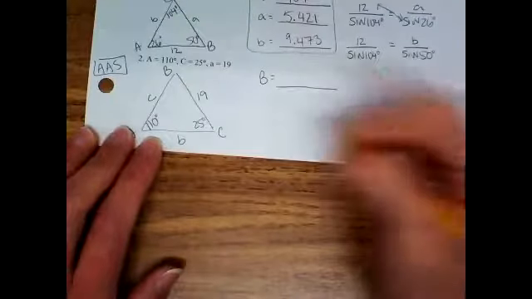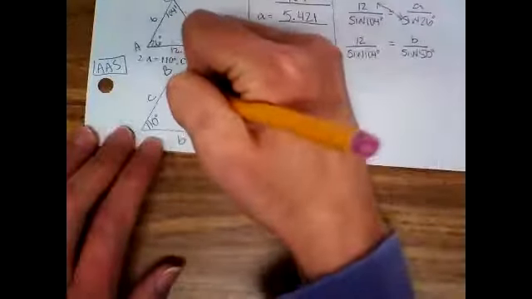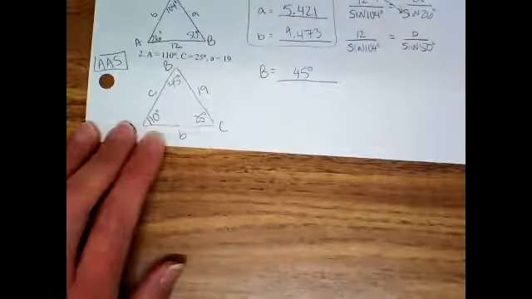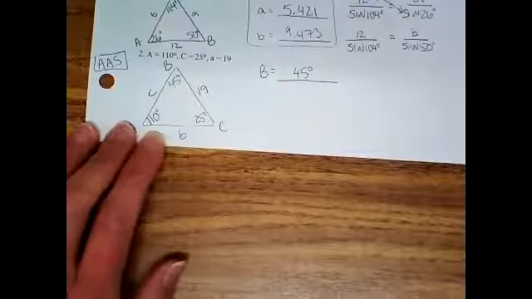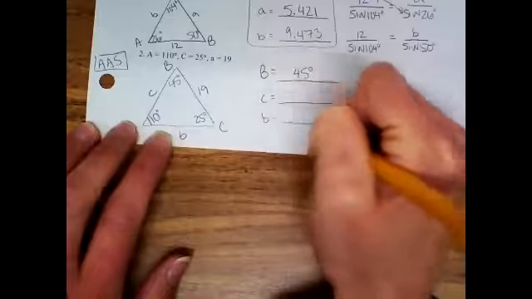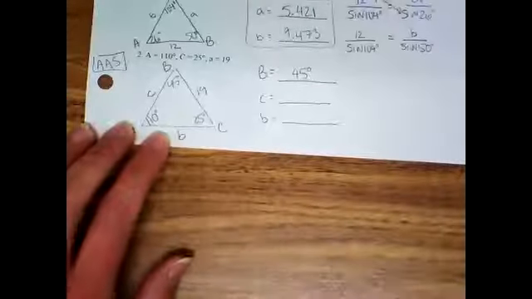What did you all get? 45. Perfect. So 45 goes there. Okay, now we can tell which is the smaller one, B or C? C is the next smallest. It's across from the smaller angle. So just write them in the order you're going to find them.